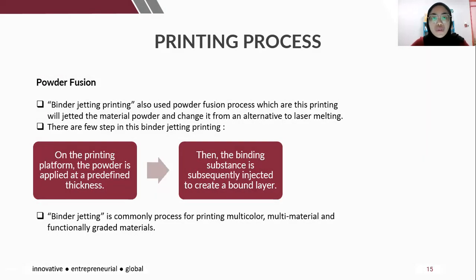Binder jetting printing also uses the powder fusion process, where the printing jets the material powder, as an alternative to laser melting. There are a few steps in binder jetting printing. The first step is on the printing platform. Then the binding substance is subsequently injected to create a bound layer. Binder jetting is commonly used for printing multicolor, multi-material, and functionally graded material.